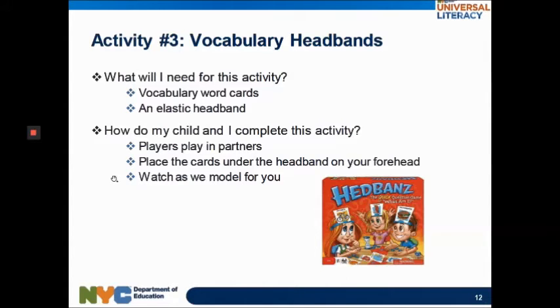Watch as we model for you. Hi again. Watch as Laura and I play headbands. You will see how we play this game, and hopefully it'll help you when you play it with your child. So the first thing I'm going to do, I'm going to take the cards, and I'm making sure that I'm not looking at them. Of course, we're looking at a camera, so in here it's a little different, but your child wouldn't be able to see it. And I'm going to place all the words under my headband. And now it's your turn to tell me about the word that I'm going to try to guess.